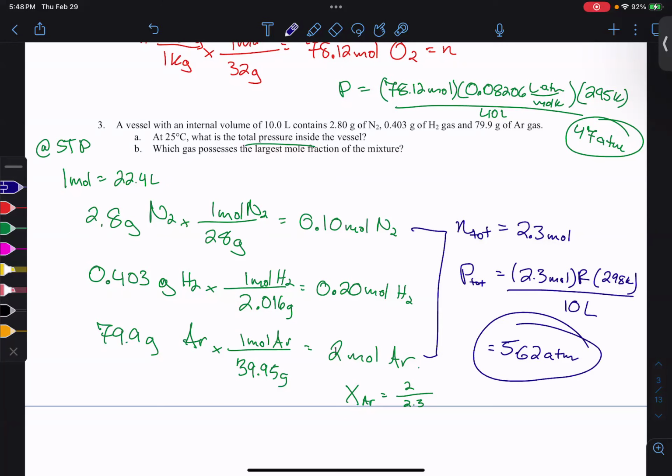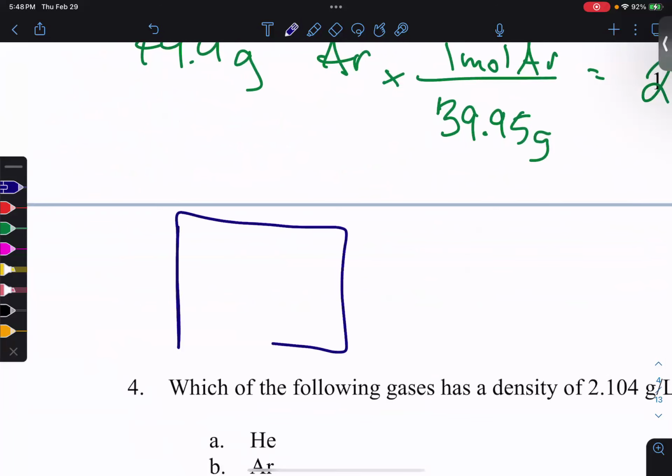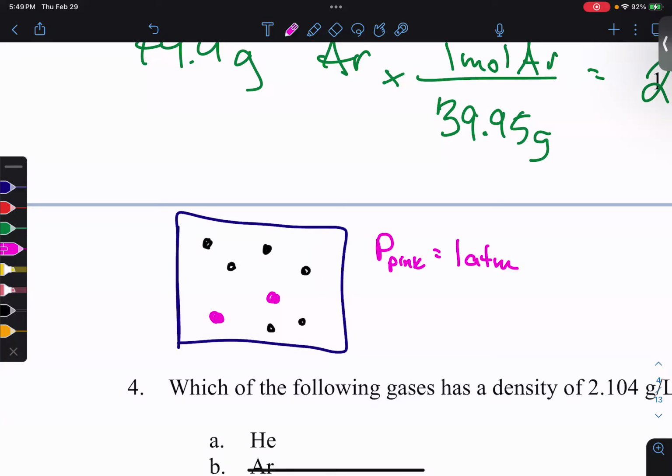I know you all are good at math, but then the concept part, let me show you a concept. I did this in office hours, but I like this example. What if I had this gas? Here's my gas sample. I have black balls and pink balls. What if I told you that the partial pressure of the pink balls is 1 atmosphere? Tell me, what is the total pressure of this container?